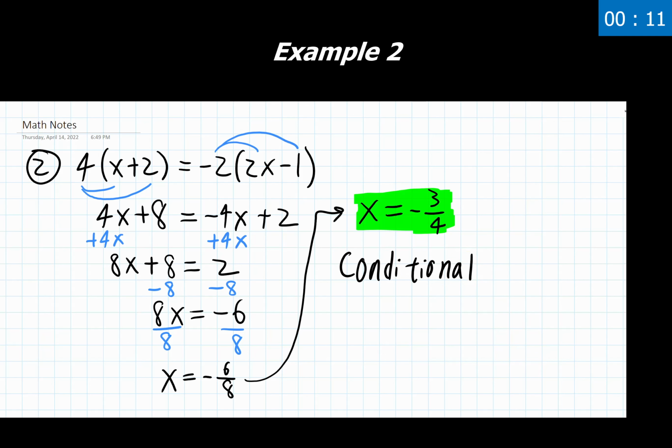And under the condition that x equals negative 3/4, these two sides of the equation are going to be equal to one another.